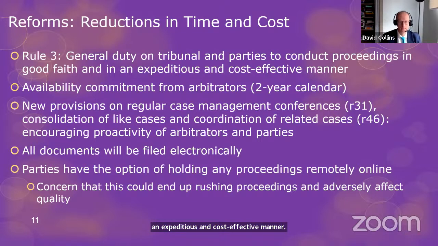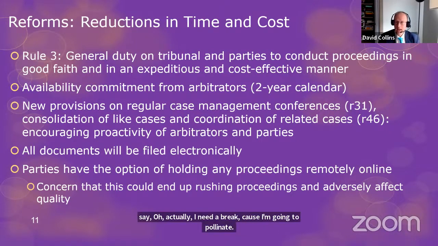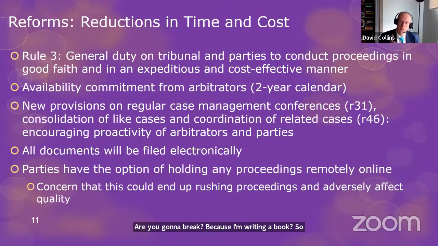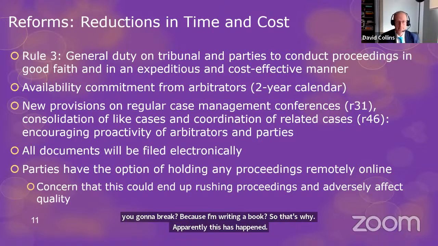So it's saying basically, you've got to do this quickly and cheaply. You can't waste money. Part of this is now an availability commitment from arbitrators on a 2-year calendar. Now, I do know something about this because I'm on the roster of arbitrators for the trade remedies chapter of NAFTA USMCA, and I've never been an arbitrator, but I can tell you that they've asked me many times for my availability. And you have to block out your calendar 2 years in advance, which means you can't agree to be an arbitrator and then suddenly say, oh, actually, I need a break because I'm going on holiday, or I need a break because I'm writing a book. Apparently, this has happened, and this has slowed down ICSID procedures, and this is saying you can't do that anymore. You need to promise that you're free.